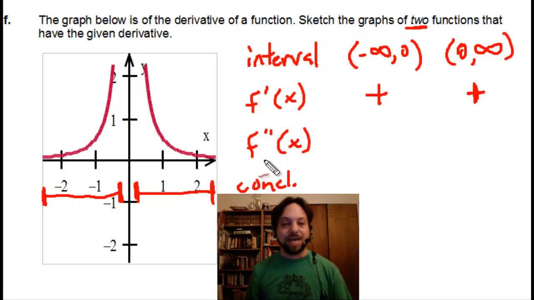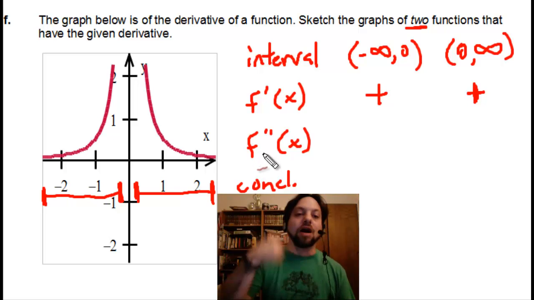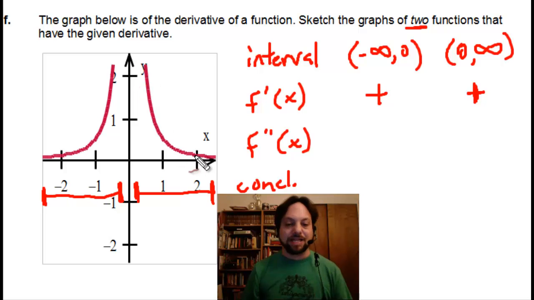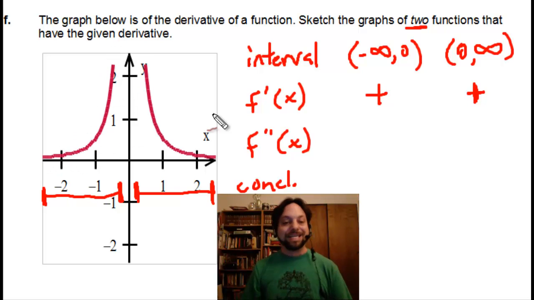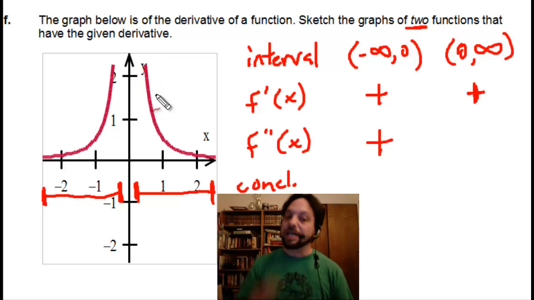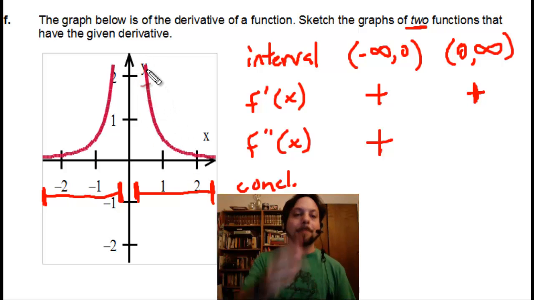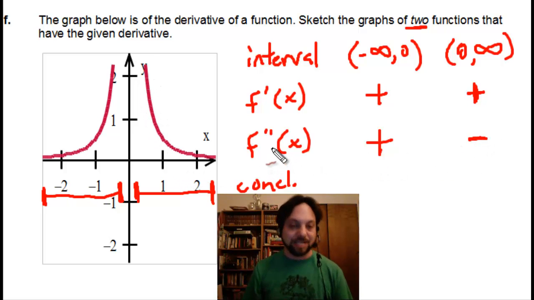So with that, let's take a look at the second derivative. Now remember, the second derivative is the rate of change of the first derivative. And being that this is the first derivative, we just need to look at whether it's increasing or decreasing for our second derivative. So in our first interval right here, we can see that the graph is certainly increasing. The first derivative is increasing, telling us that the second derivative is positive. Now on this other interval, the graph is decreasing. Yes, the derivative is always positive, but the derivative is decreasing. In other words, there is a negative second derivative.